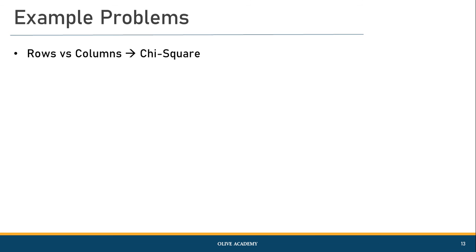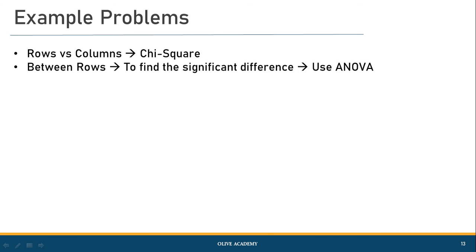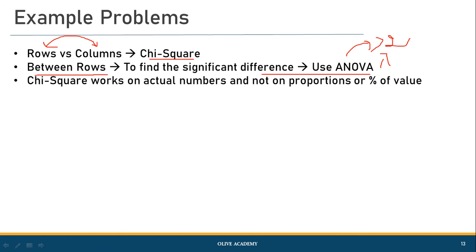Now, in short, the summary is if it is a row versus columns relation, then it is chi-square. If it is between rows, it is ANOVA or hypothesis testing. Like I said, ANOVA can be applied only if it is greater than 2 rows, right? But we can discuss more on ANOVA in future videos. And one more important point is chi-square works on the actual numbers but not on proportion or percentage of the given value. I think this is very helpful to help you to demystify your doubts on when to apply chi-square and when not to apply chi-square test.